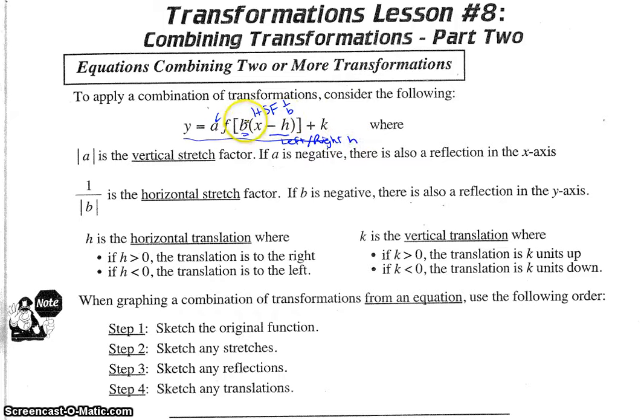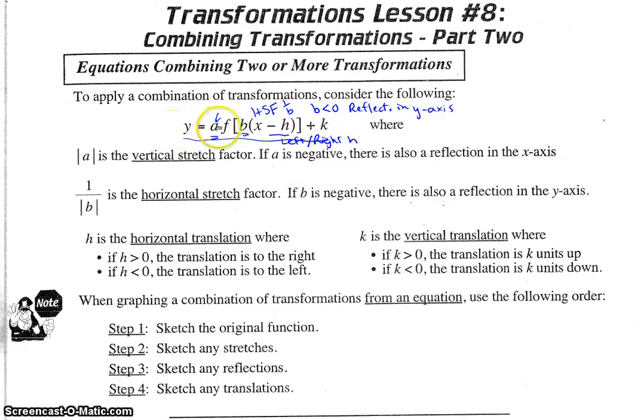Now, the negatives too. If b was negative, less than 0, it would be reflected, let's see, x goes negative, so in the y-axis. Okay, and now let's look at the vertical stuff. We have a being multiplied by the whole function. So that is a vertical stretch. It's not with the x, so it's vertical.